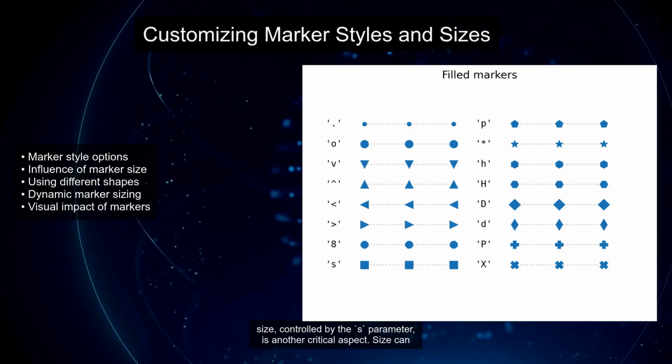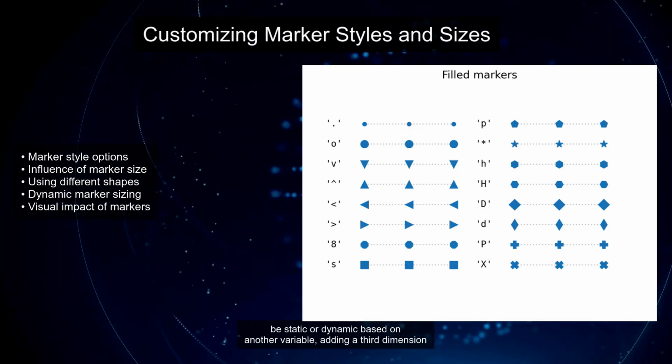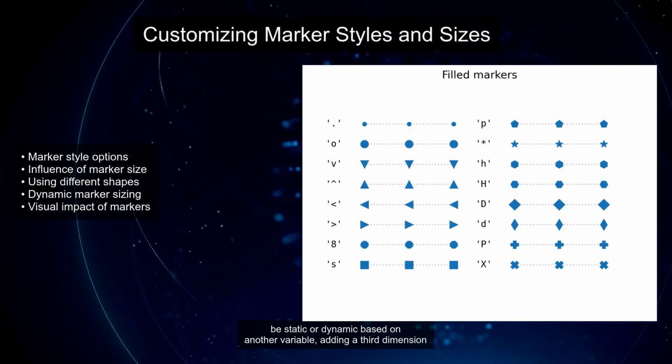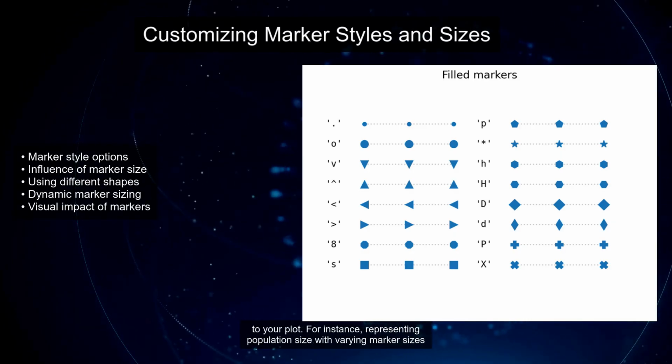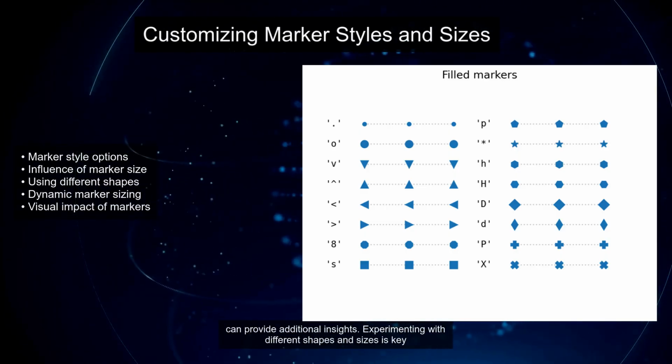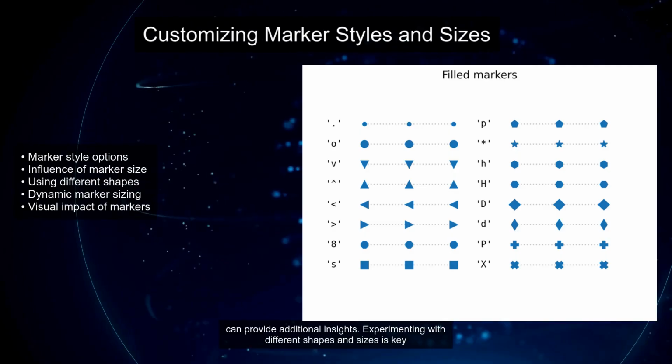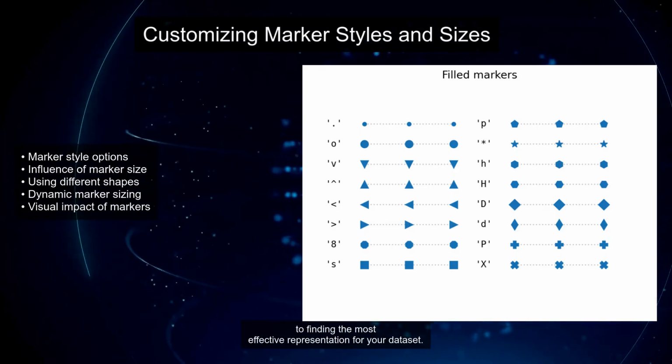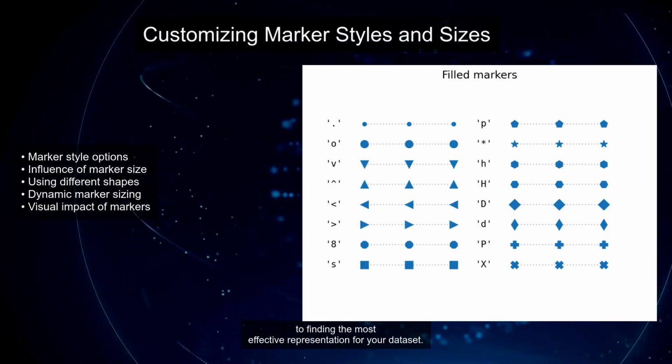Marker size, controlled by the s parameter, is another critical aspect. Size can be static or dynamic based on another variable, adding a third dimension to your plot. For instance, representing population size with varying marker sizes can provide additional insights. Experimenting with different shapes and sizes is key to finding the most effective representation for your dataset.